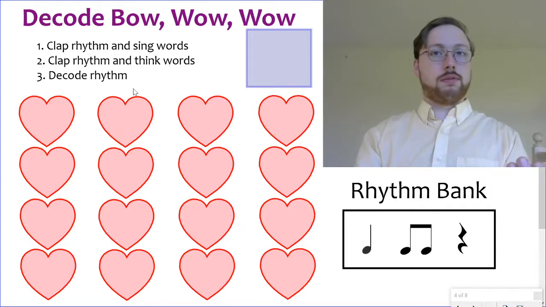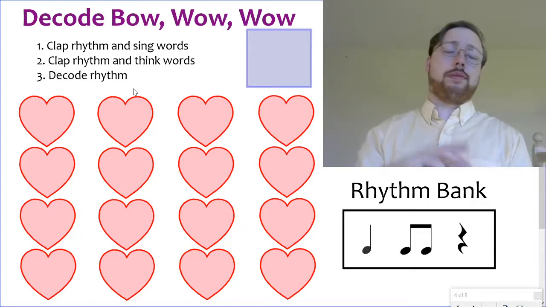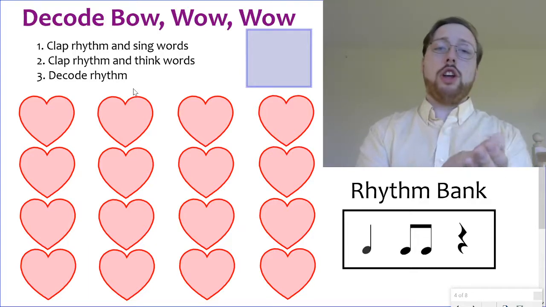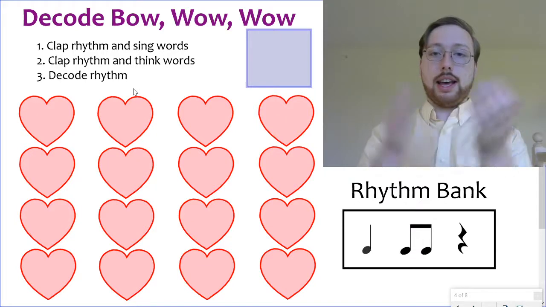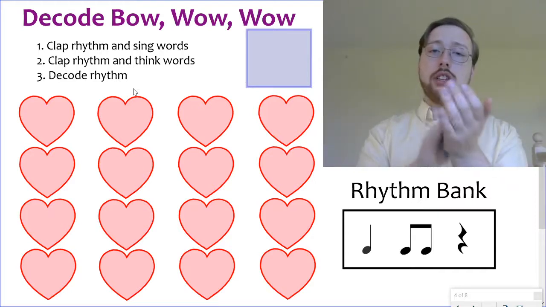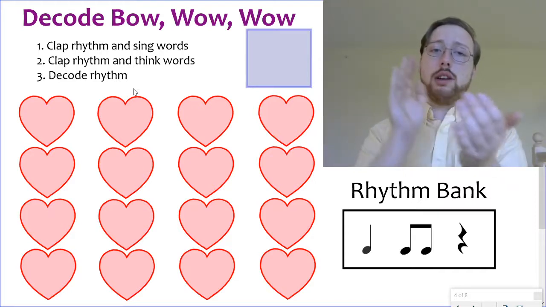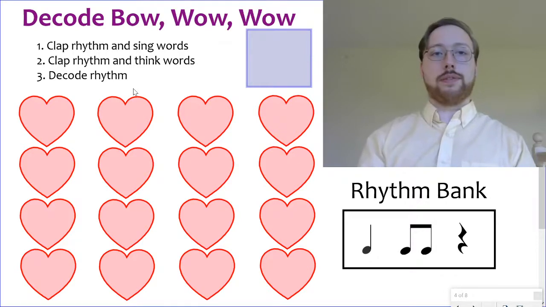How'd you do? You know what? I think we can still do it one more time. Try again. 1, 2, ready, go. Bow, wow, wow. Whose dog art thou? Little Tommy Tucker's dog. Bow, wow, wow. Oh, that was a lot better.